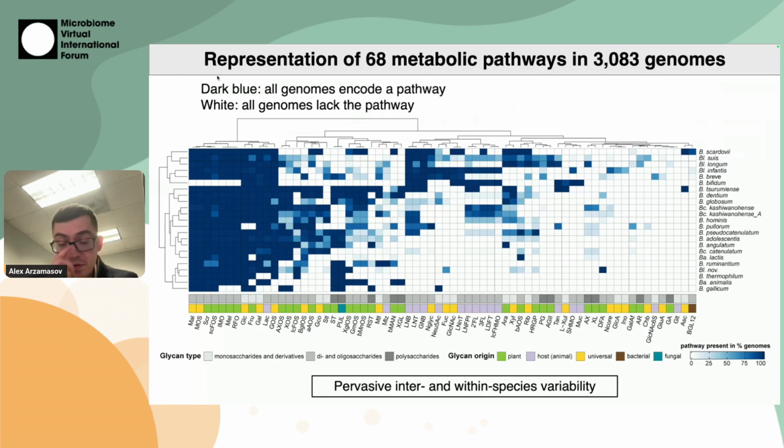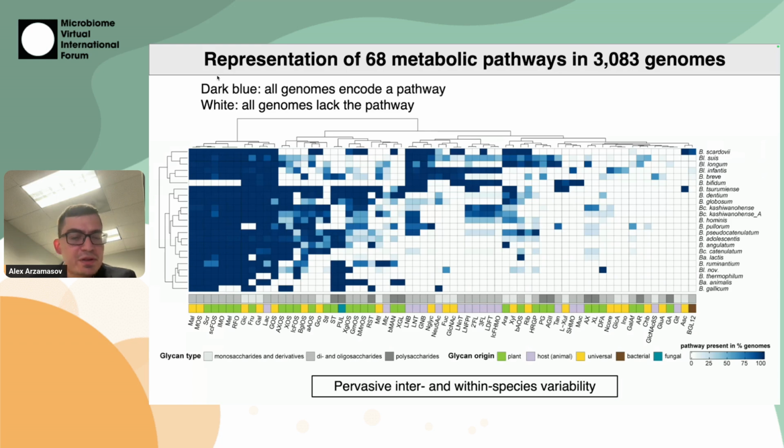Now I want to show some of the results of my work. So here is a heat map that shows you the representation of these 68 reconstructed pathways in approximately 3,000 Bifidobacterium genomes. And as you can see here, there's a lot of variability. So different species and subspecies harbor distinct sets of metabolic pathways, which again reflects distinct ecological niches of different species and subspecies. For example, infant gut versus adult gut.